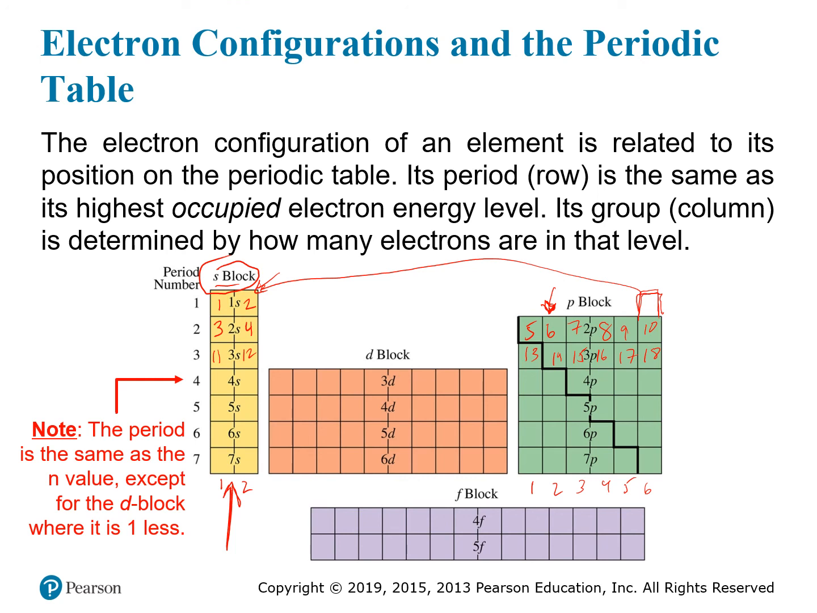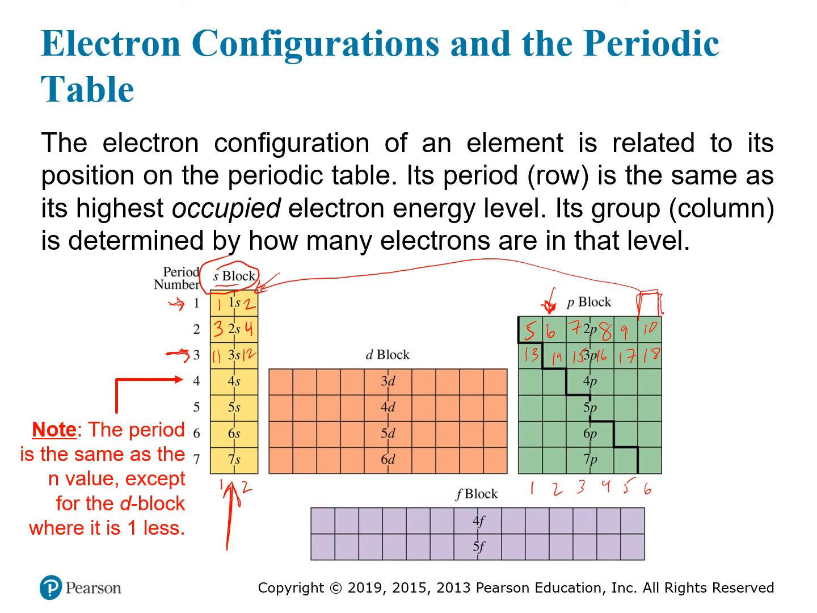So in each of these cases, the row, or the period, is the highest value of the n, the highest energy level, or n value, for that electron configuration. So for instance, atomic number 11 here, the last electron in atomic number 11 goes into the 3s orbital. Okay, so period 3 means the highest energy electron is n equals 3, and it being a part of the s block means it goes into an s orbital.